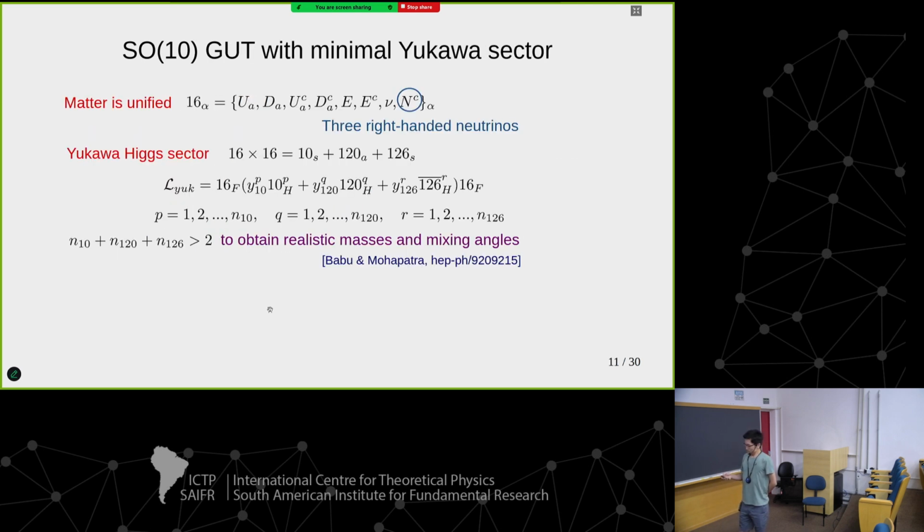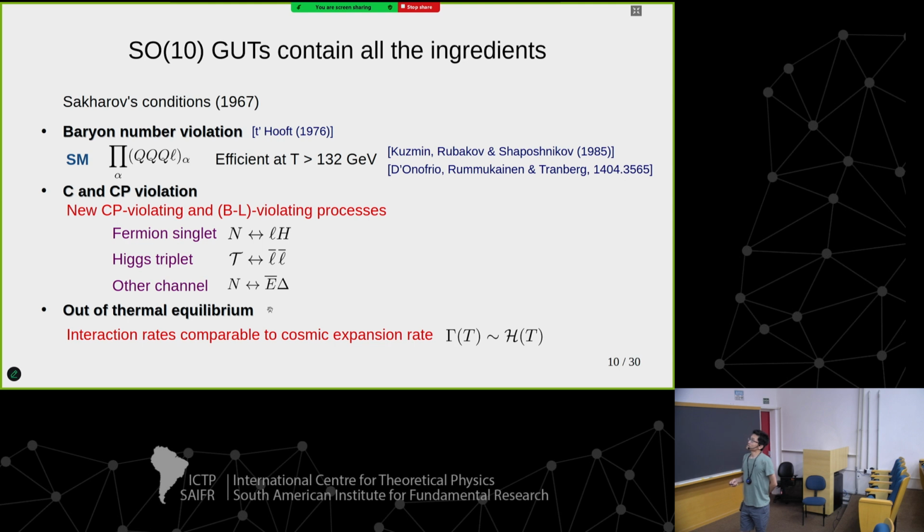Sorry, when you say Higgs triplet, this triplet is with respect to which gauge group? Thanks for asking. This is a Higgs triplet under SU(2) left, the weak interactions.